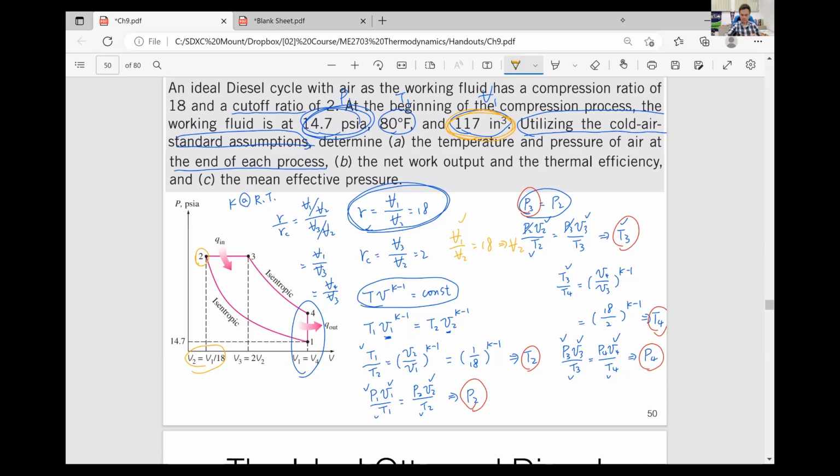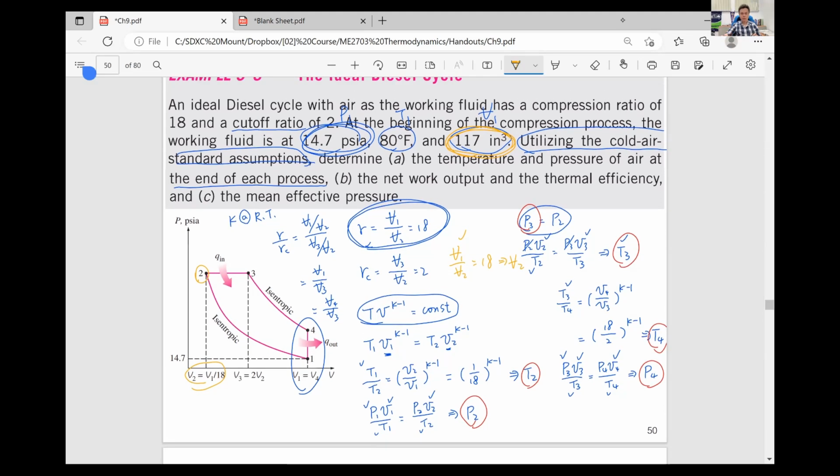Professor, can you hear me? Yeah. So Cp and Cv are at room temperature because of the cold air standard assumption, right? Yes, exactly. Okay, thank you. Yeah. Any other questions?